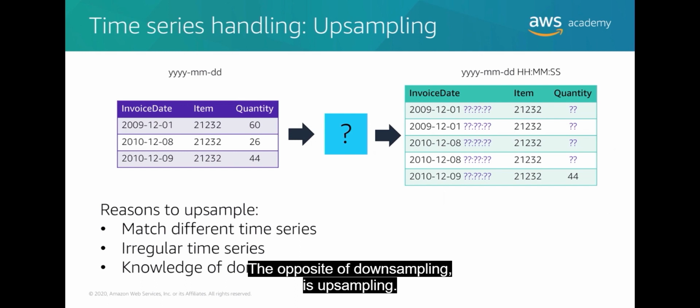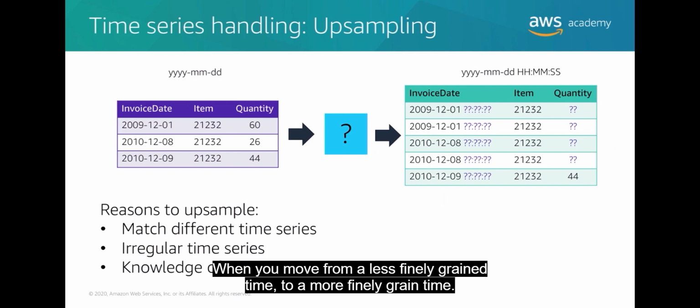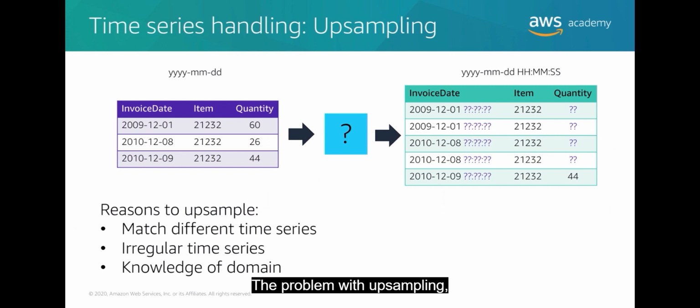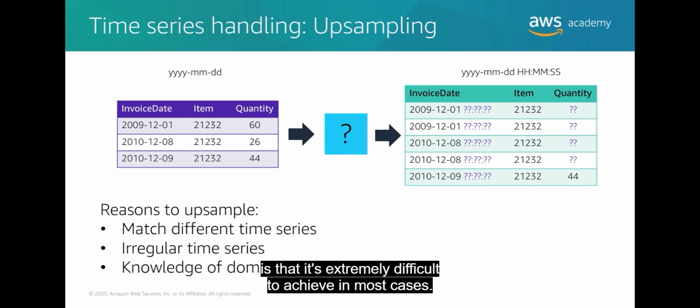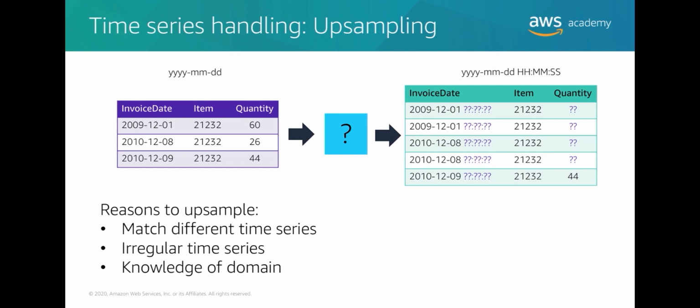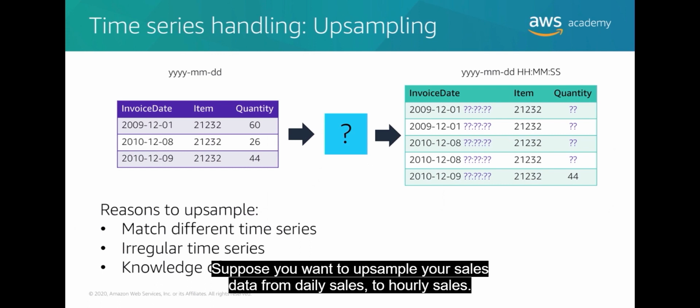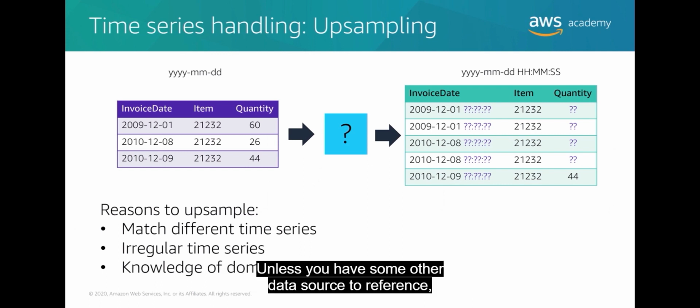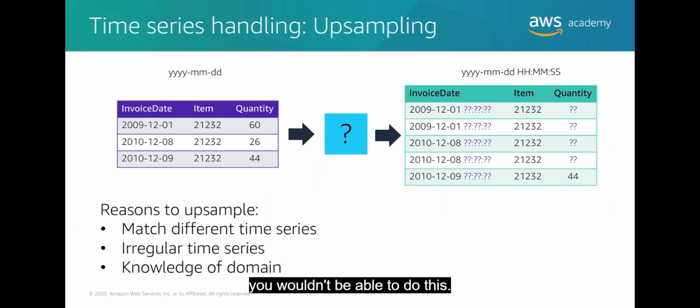The opposite of downsampling is upsampling, when you move from a less finely grained time to a more finely grained time. The problem with upsampling is that it's extremely difficult to achieve in most cases. Suppose you want to upsample your sales data from daily sales to hourly sales. Unless you have some other data source to reference, you wouldn't be able to do this.